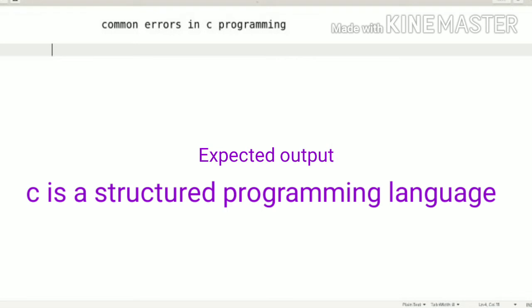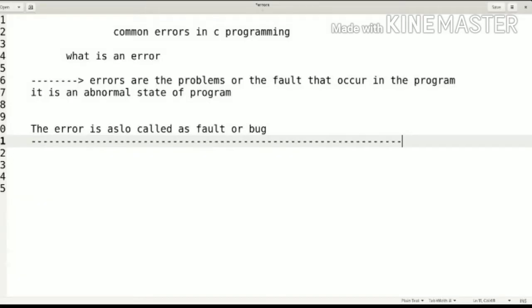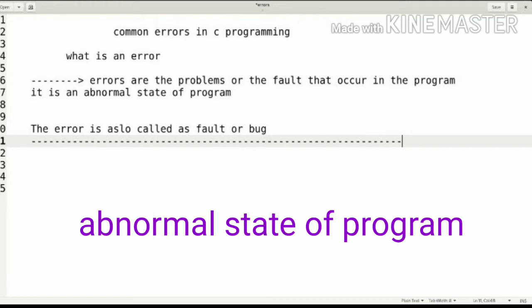So friends, we will see some of the common errors which we make while writing a program. What is an error? Errors are the problems or faults that occur in the program. If we write a program without following the proper syntaxes and proper rules designed by the compiler, then when we execute that program, the compiler will throw an error. This is also called an abnormal state of a program.